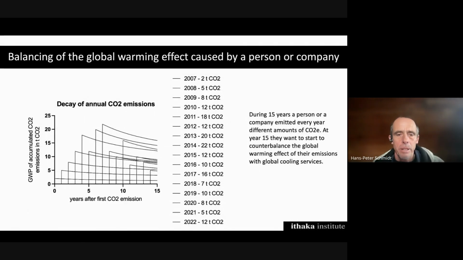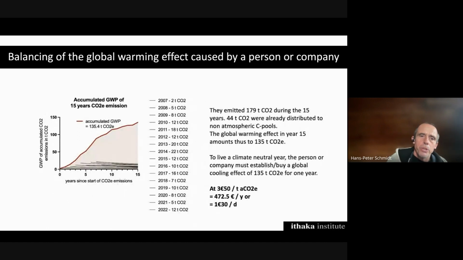So this is the example that you can see here. You have 15 years of emission. It can be emissions of a company or of a person. And every year's emission has a decrease because the warming effect decreases over time because of the distribution of the CO2 to the other carbon pools. And so you have an absolute or accumulated global warming effect of these 15 years of emissions.